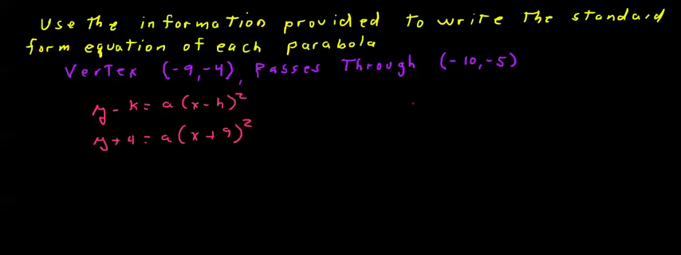Now remember, I don't need a parenthesis. If the signs are confusing to you, we have y minus -4 equals a times x minus -9, quantity squared. Minus a negative is plus a positive, minus a negative is plus a positive. That's why this is plus and plus.